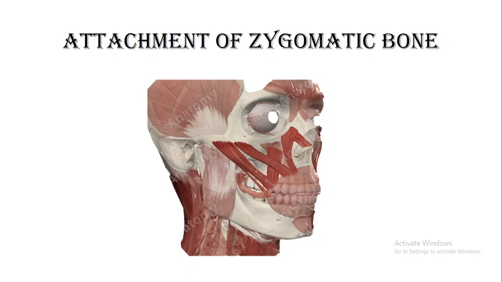Next is the attachment of zygomatic bone. So two muscles which are attached to zygomatic bone, or which originate from zygomatic bone, are zygomaticus major and zygomaticus minor. The zygomaticus minor muscle originates from the surface of zygomatic bone just below the zygomaticofacial foramen, and the zygomaticus major muscle originates lateral to the origin of zygomaticus minor muscle.